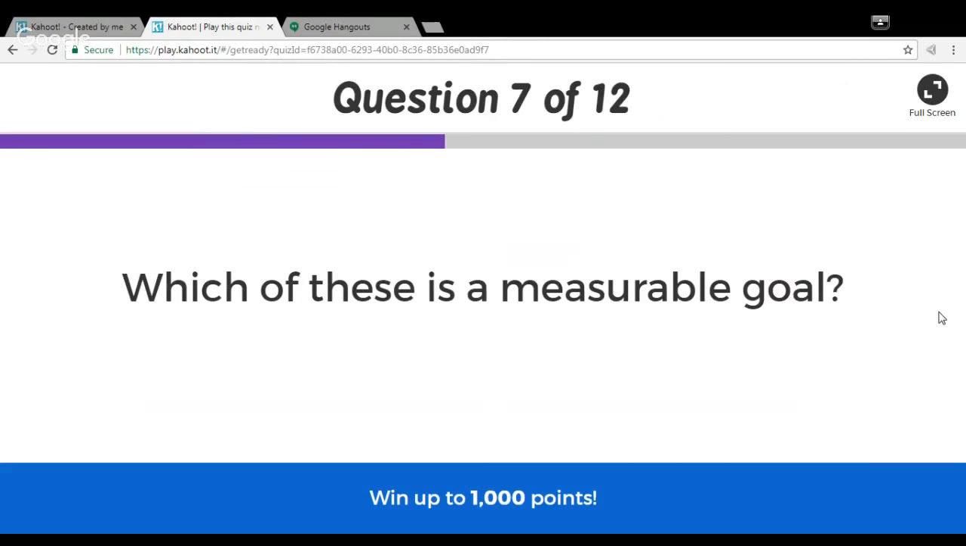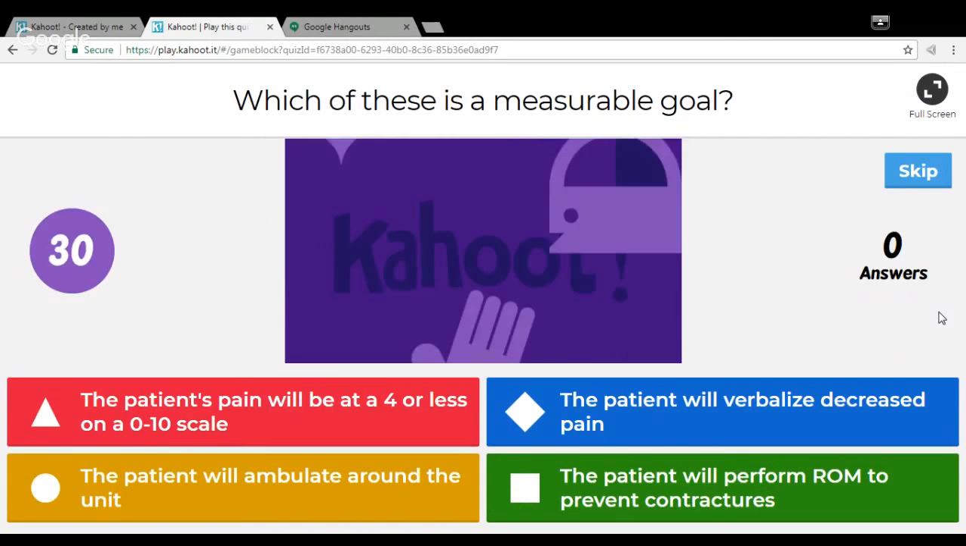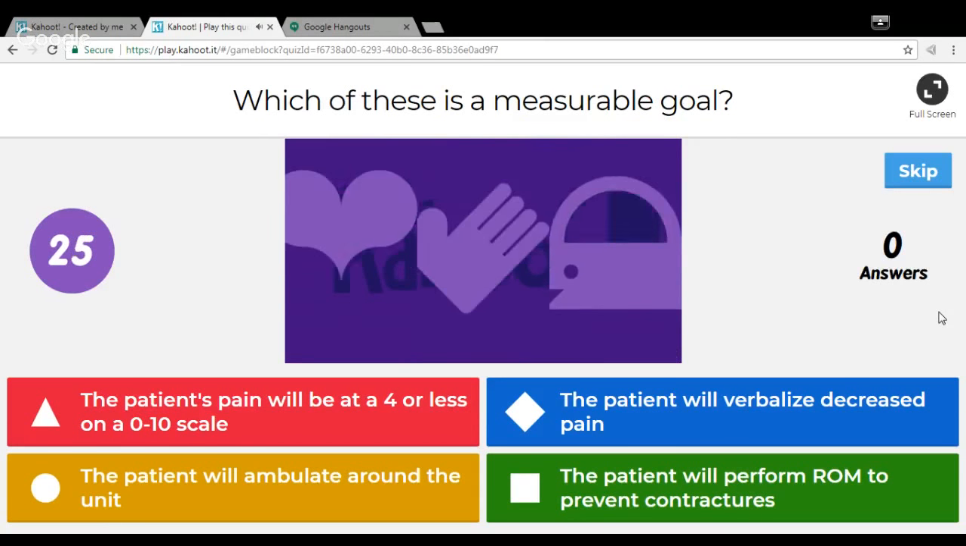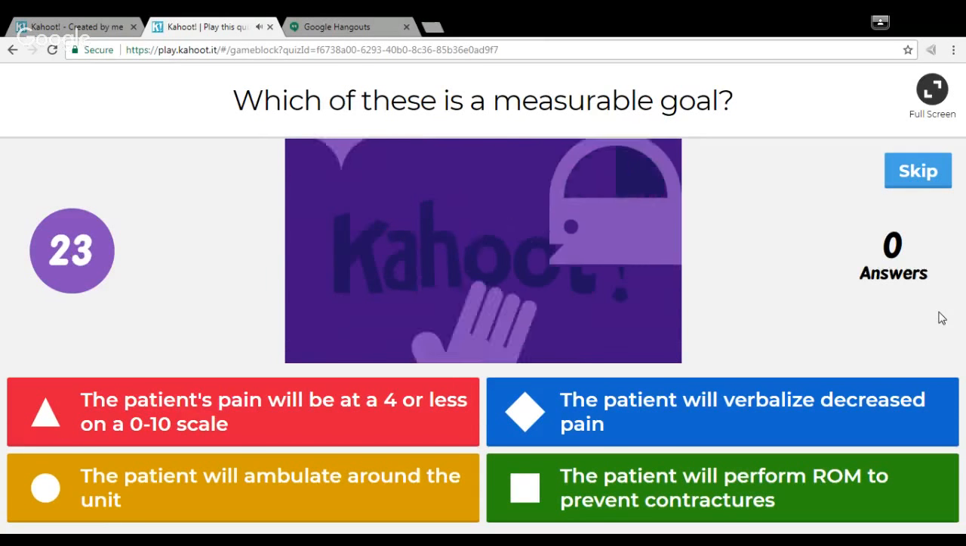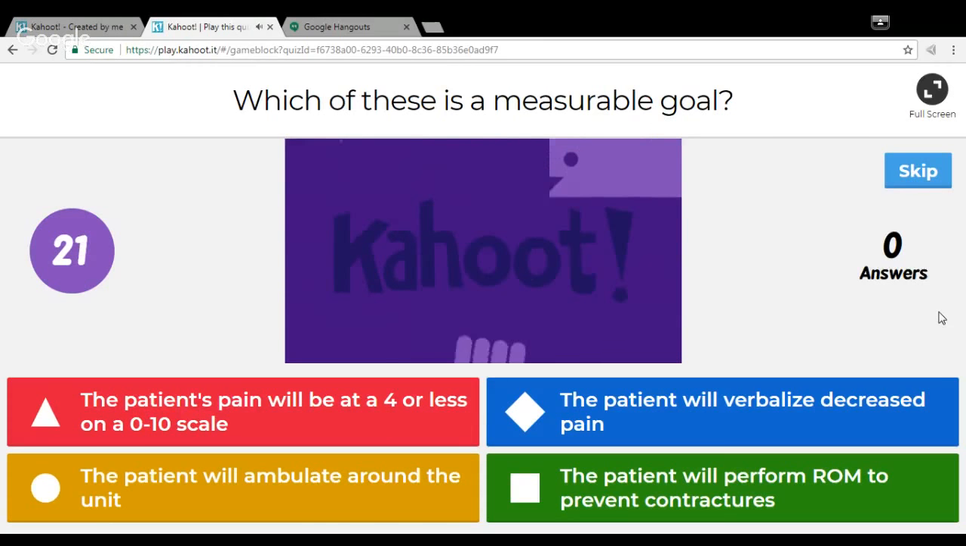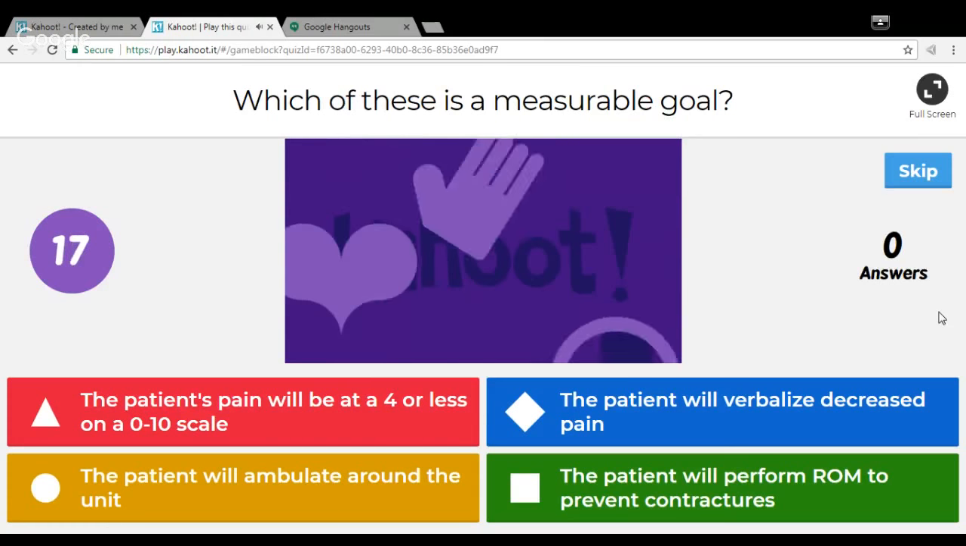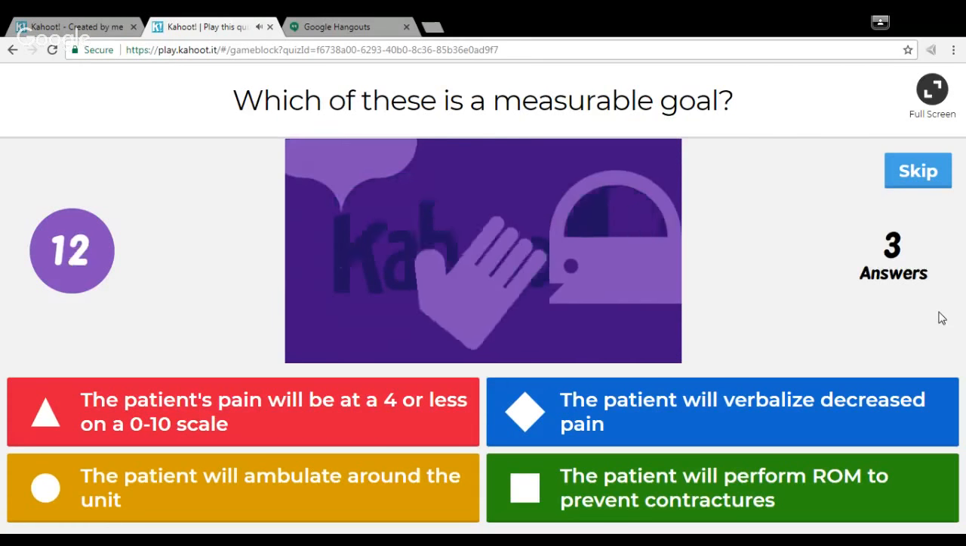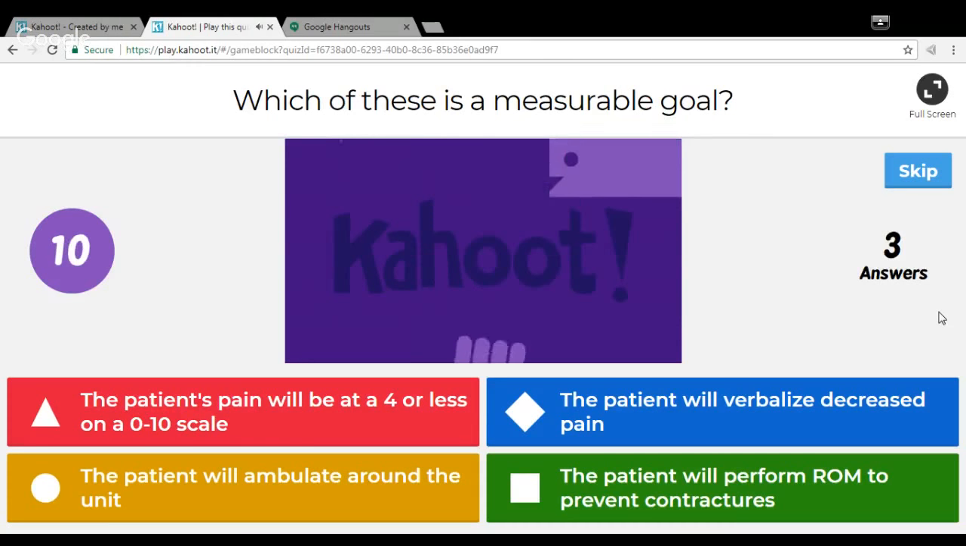Q7. Which of these is a measurable goal? Is it the patient's pain will be at a 4 or less on a scale of 1 to 10? The patient will ambulate around the unit. The patient will verbalize decreased pain, or the patient will perform range of motion to prevent contractures. This one should be a fairly easy one. What do we know about measurable goals? We need a couple things to make them measurable. What is that?